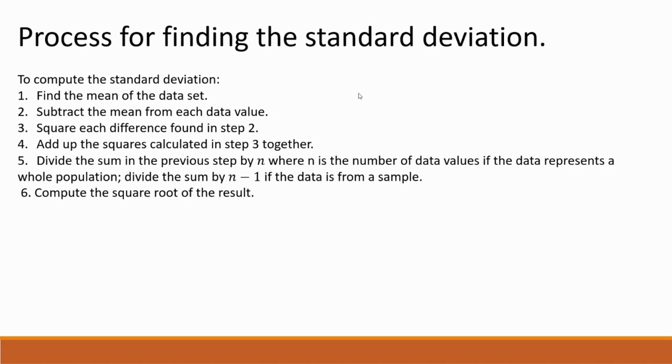And then after that, you compute the square root of that quotient. And that's what the standard deviation is. Okay, the standard deviation will be a positive number, and the bigger it is, the more variation there is in the data set. In other words, the more spread out the data set is.